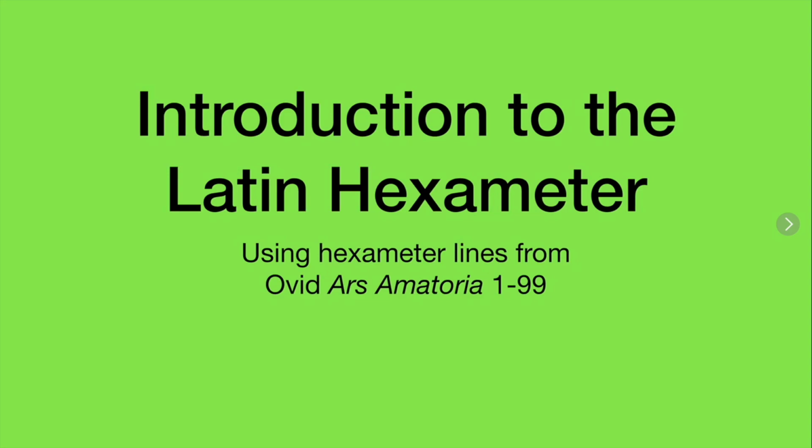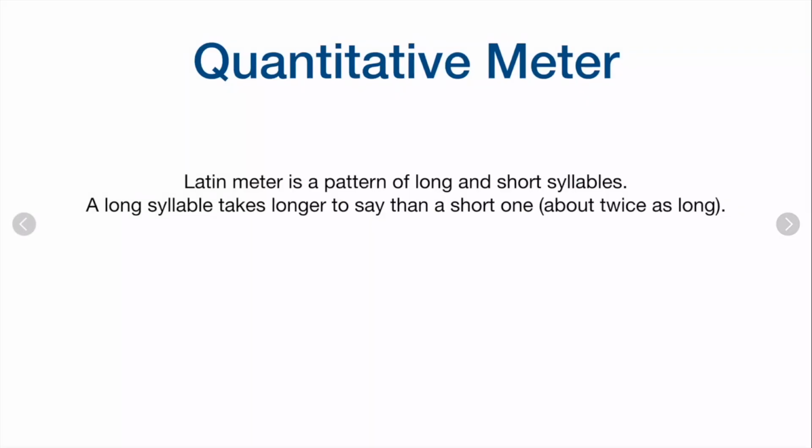All right, this is an introduction to the Latin hexameter and to scanning Latin poetry more generally. All our examples are hexameter lines from Ovid's Ars Amatoria. First off, Latin meter is quantitative. It's a pattern of long and short syllables.